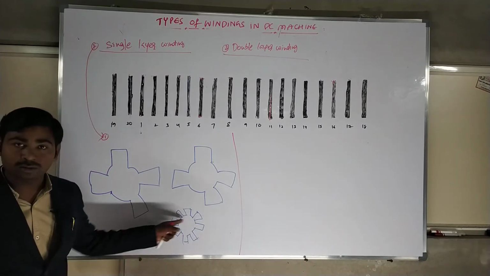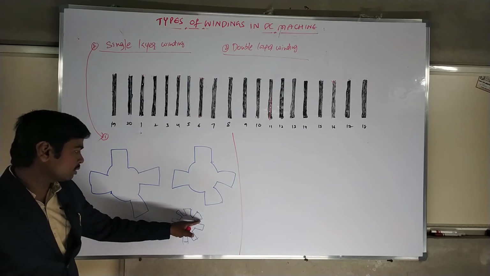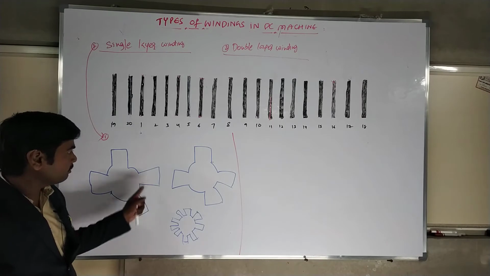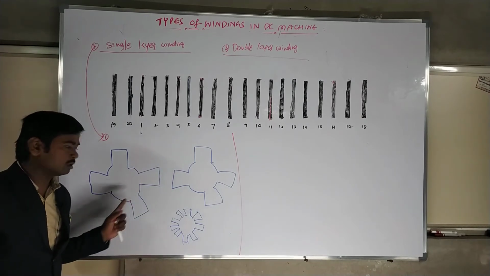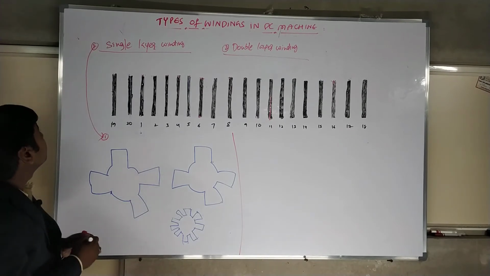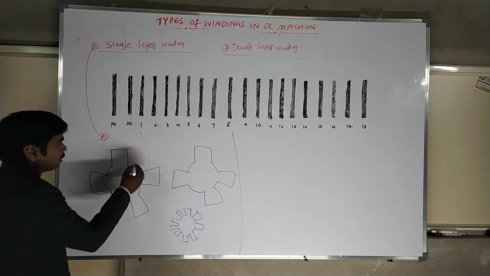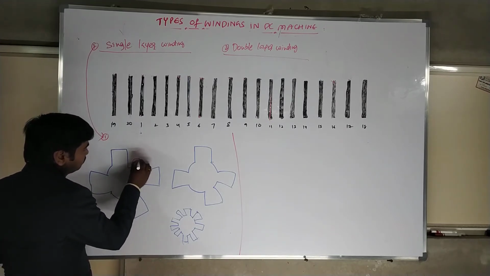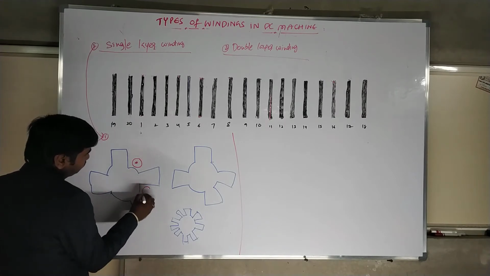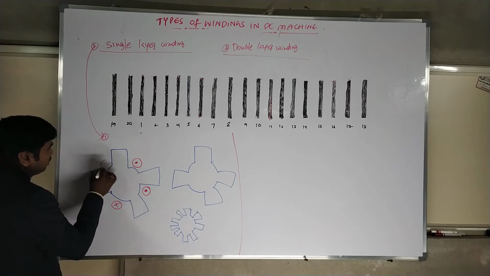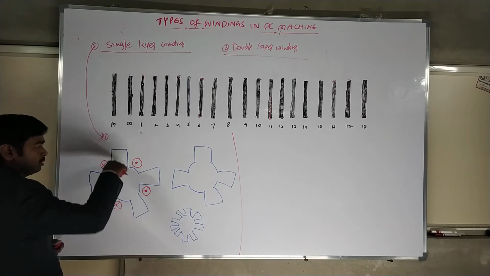These are all slots. Inside the slots, you have to keep a conductor. I will draw only a big size, taking only four slots to understand very clearly. This comes under single layer winding. Here is one conductor, here one conductor, here you keep one conductor. The winding should go like this.